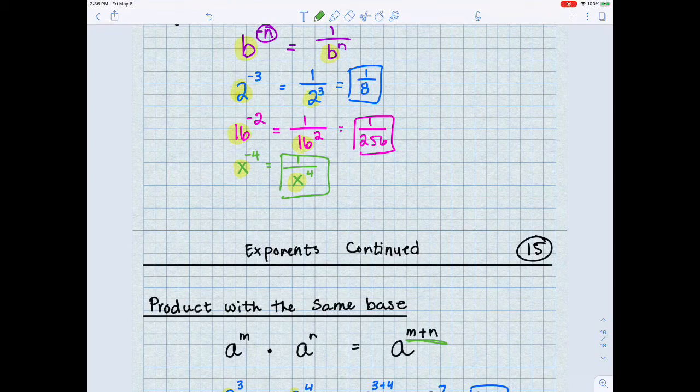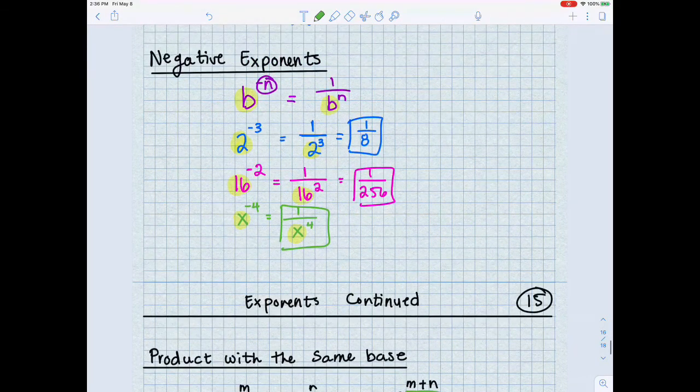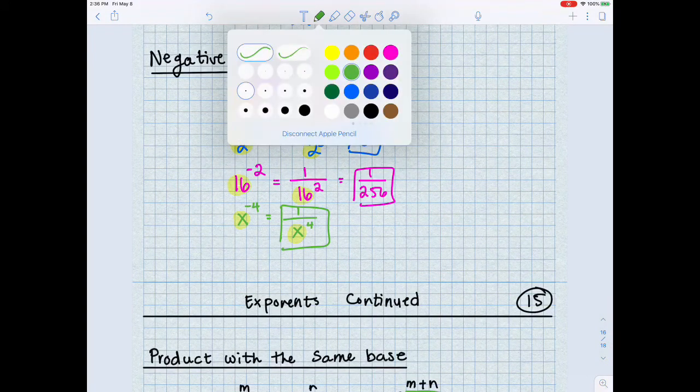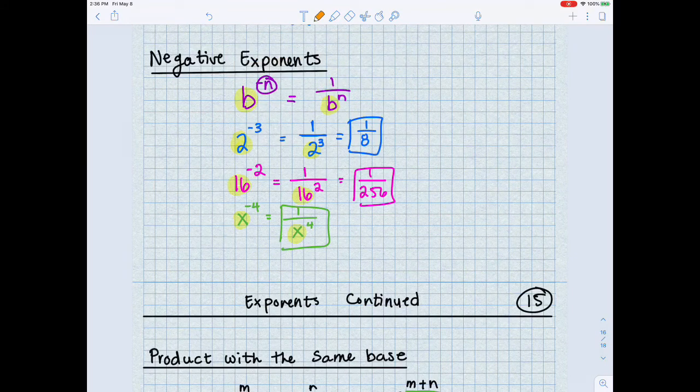But, Mr. RG, what happens if you have a negative exponent in the denominator? Ooh, good question. Thank you for asking that. Let's take a look. What if you had, let's say, 1 over 2 to the negative third power?